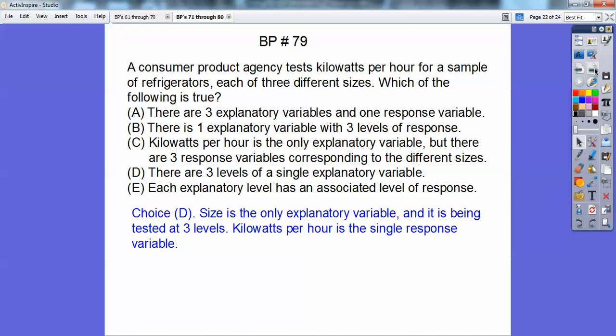So let's just jump to it. It's choice D, because the size of the refrigerator is the only explanatory variable, and it's being tested at 3 levels. Kilowatts per hour is the single response variable, so it's choice D.